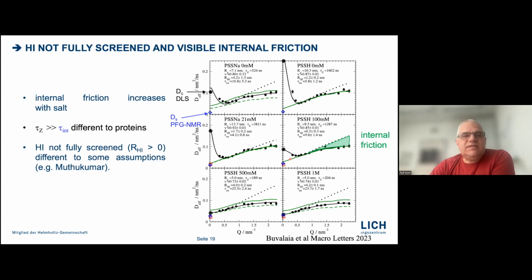What we generally need is that these hydrodynamic interactions are not zero, except for this case where the hydrodynamic interaction radius is close to zero. All others show significant contributions from hydrodynamic interactions between polymer chains.